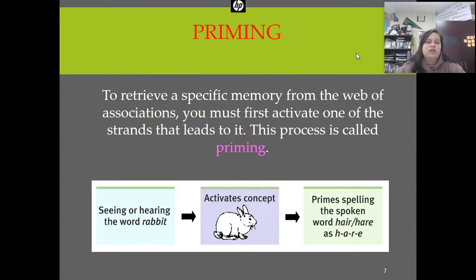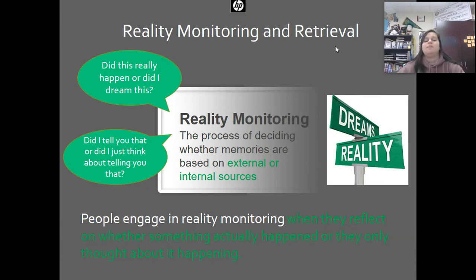Priming is also a way that we're able to get things out of our memory store. To retrieve a specific memory from your web of associations, you activate one strand, and then that triggers something else. Priming is also like giving a hint that it starts with a certain letter or it sounds like this. That's priming. It helps you to trigger that memory retrieval process.